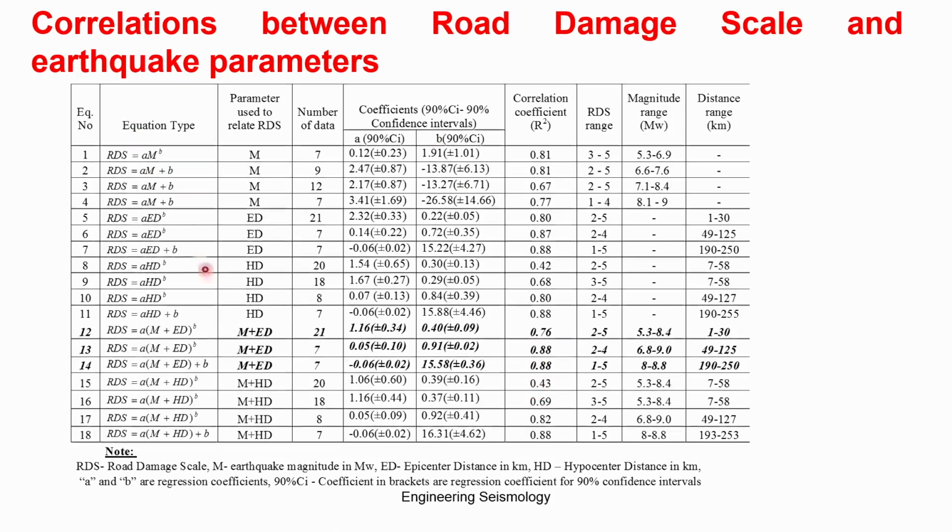Among these many equations, 12, 13, 14 can be used to predict road damage due to a future earthquake. In fact, that will help you identify which roads are intact and which roads get damaged. Then accordingly you can plan your traffic movement, ambulance movement, evacuation process, all those things.